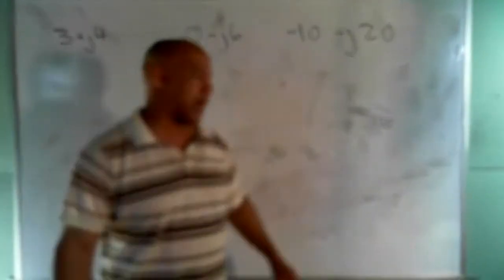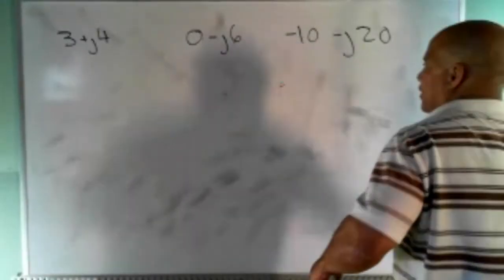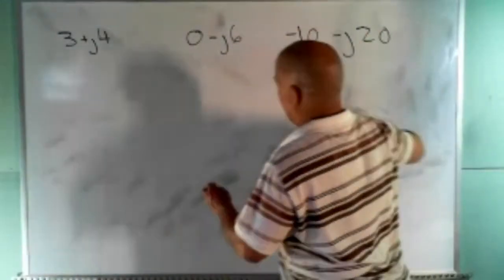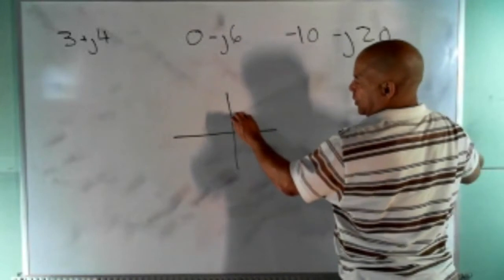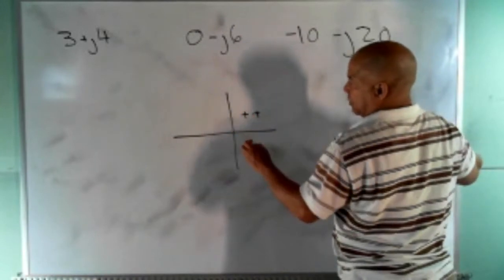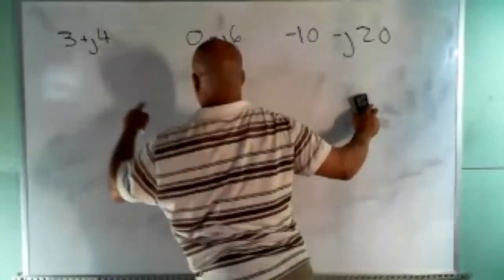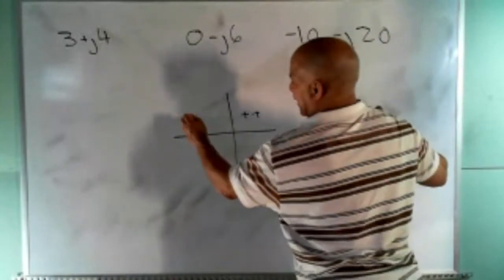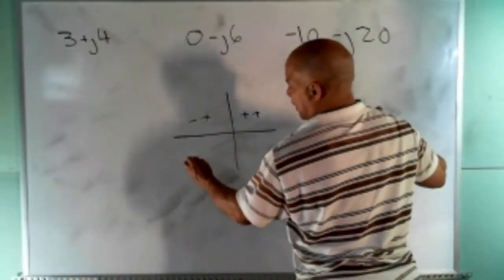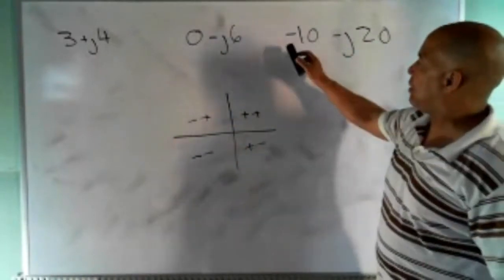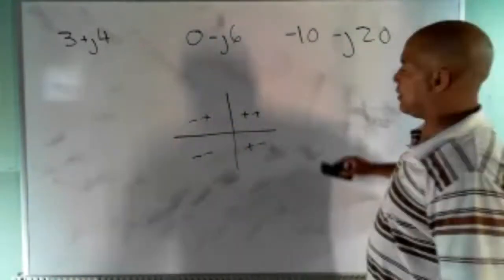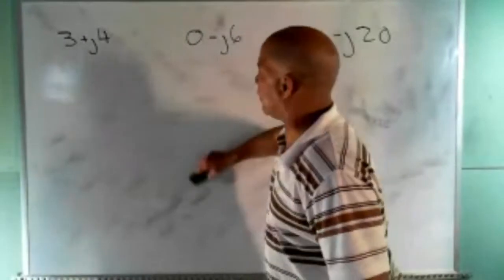You have to remember how the quadrants are. So this is like review. If you remember from your algebra class, this is plus plus, so that's quadrant one. This is minus plus. This is minus minus, and this is plus minus. So if you look at the signs here, you can tell which quadrant you're in, and that's all they want you to do. So you go ahead and do that.